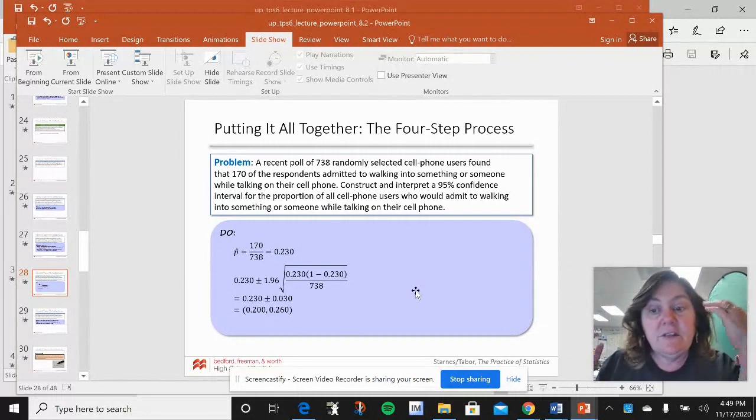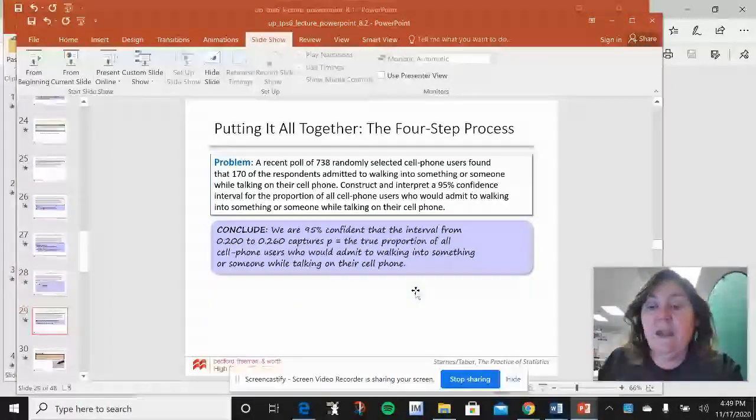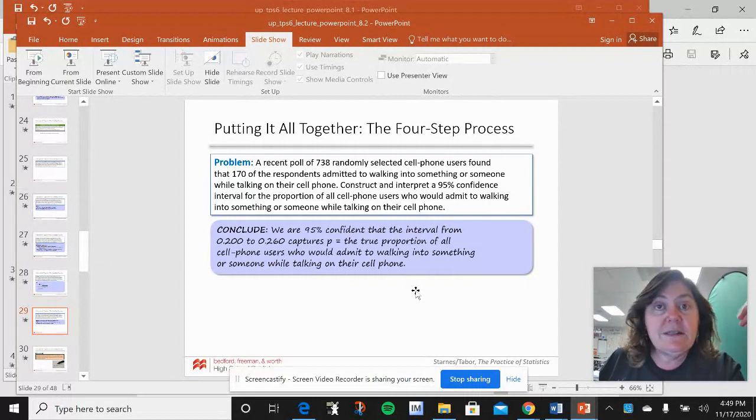So you finish, that's where you've got your answer, that you know the true proportion lies somewhere in there with 95% confidence. So we conclude we are 95% confident that the interval from 0.2 to 0.26 captures the true proportion of all cell phone users, and you put the context there. So those are your steps: state, plan, do, conclude.